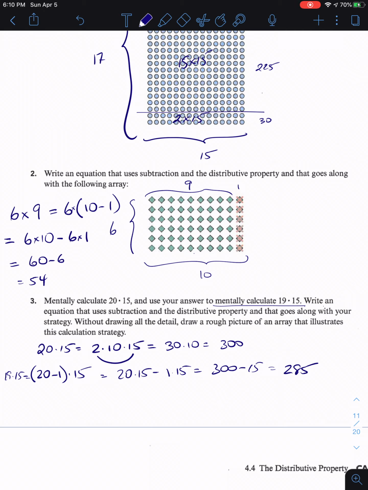All right, so that's quite interesting. So what we did was 20 times 15, and we crossed out one of the rows. Right, so it was 300 minus 15.